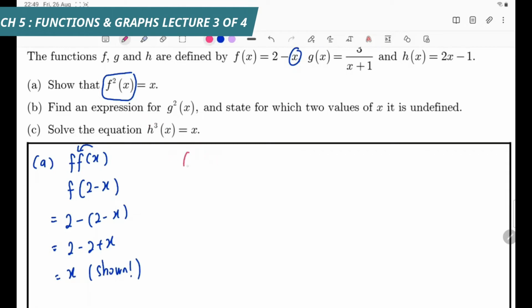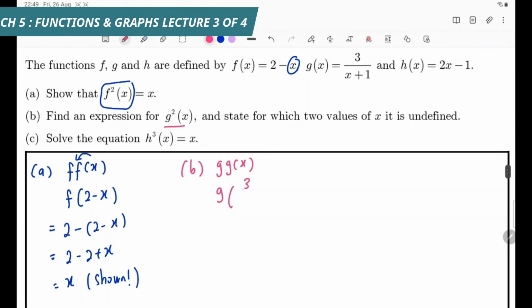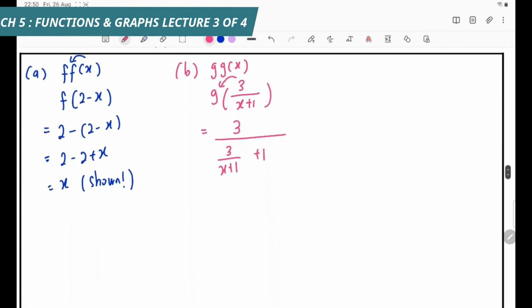B. Find an expression for g squared of x. So we need to find g of g(x). I'm going to write down g(x) first. And then I'm going to substitute 3 over x plus 1 into g, and then simplify it.